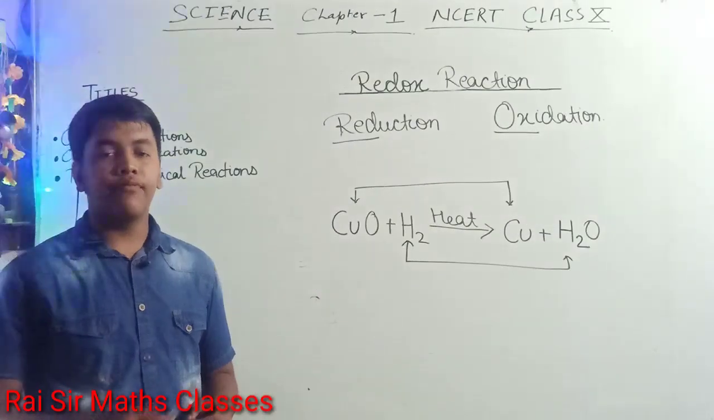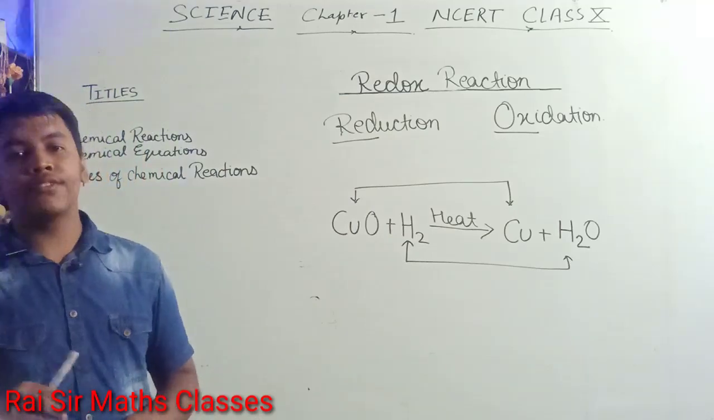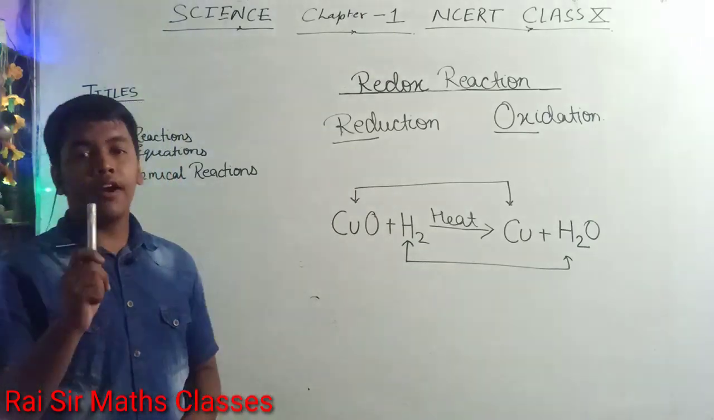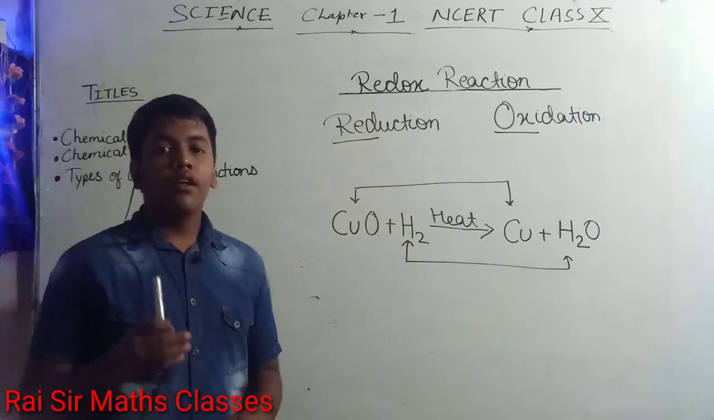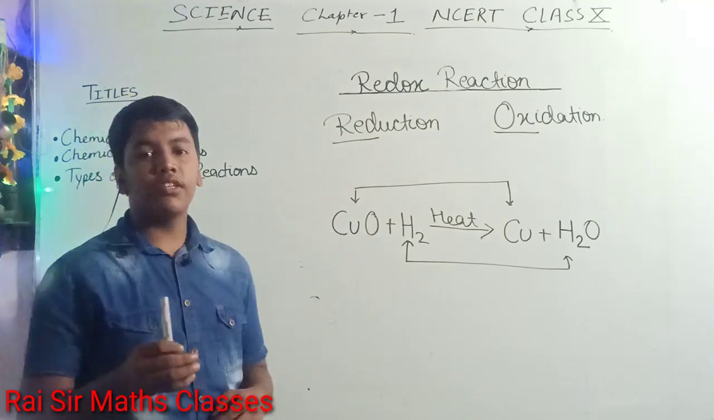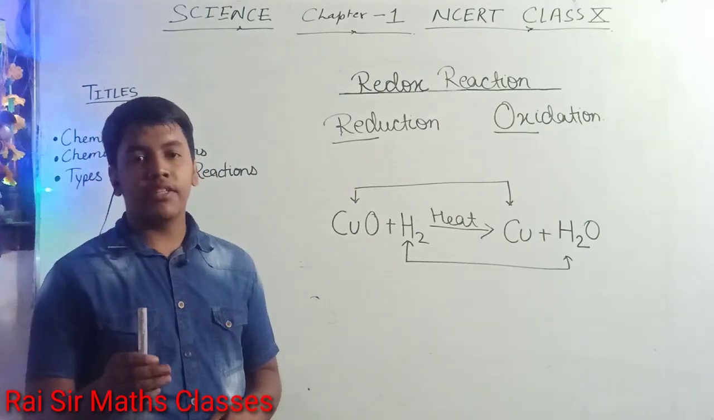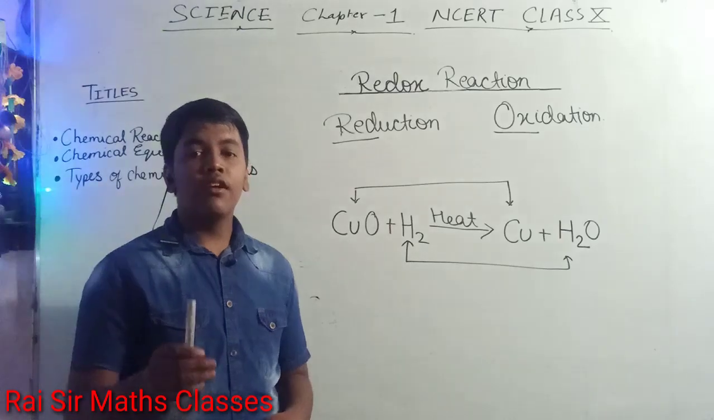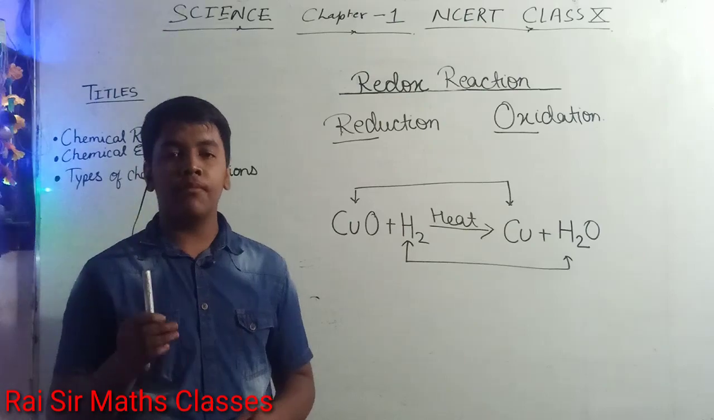Now we are going to study the fifth type of reaction, that is redox reaction. A redox reaction comprises two types of reaction, that is reduction and oxidation. Reduction and oxidation is the process of gaining or losing oxygen. Reduction means being reduced. So in this reaction, a molecule or a substance is going to lose its oxygen, and in an oxidation reaction the element is going to gain oxygen.